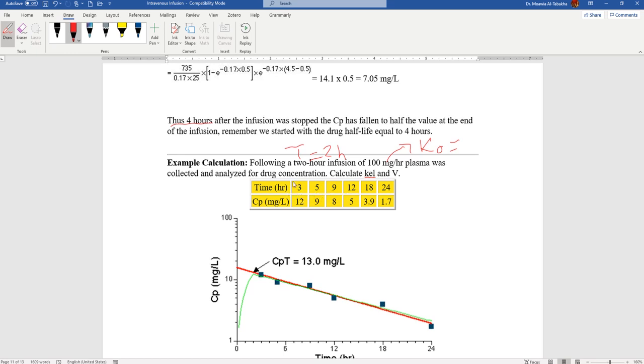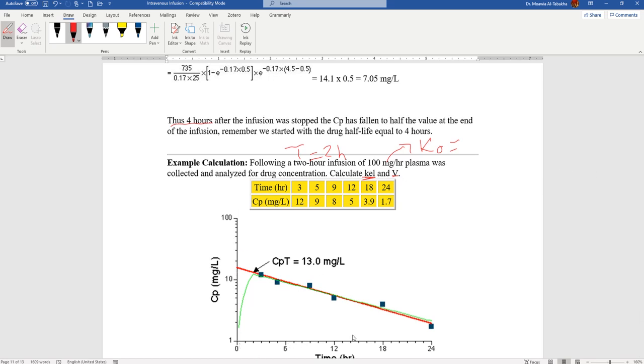You will see that they started measuring the concentration at 3 hours, which means after 1 hour from stopping the infusion. We stopped at 2 hours. They started collecting samples at 3 hours and measuring the concentration. What they need you to do is calculate KL and V. See how we are going to deal with this.